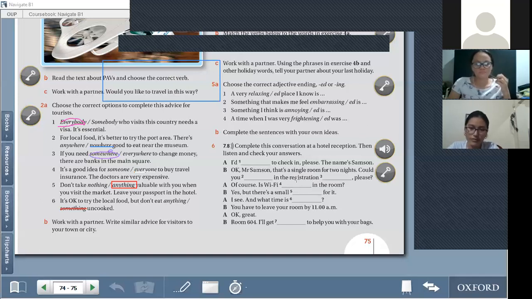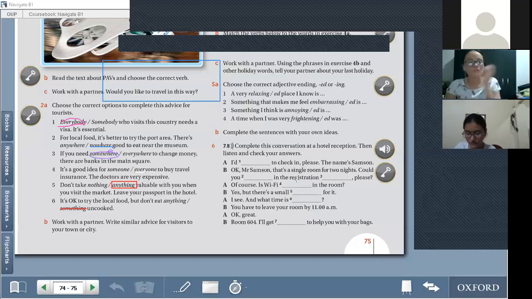Okay, so I need to be completely honest with you. Both of them can be used, but according to the context of the sentence, everyone is the correct answer. Why? Because I'm talking about travel, it's like a group of people. It's a piece of advice that I'm giving to everybody or to everyone who is willing to travel, right? Number 5, don't take anything.